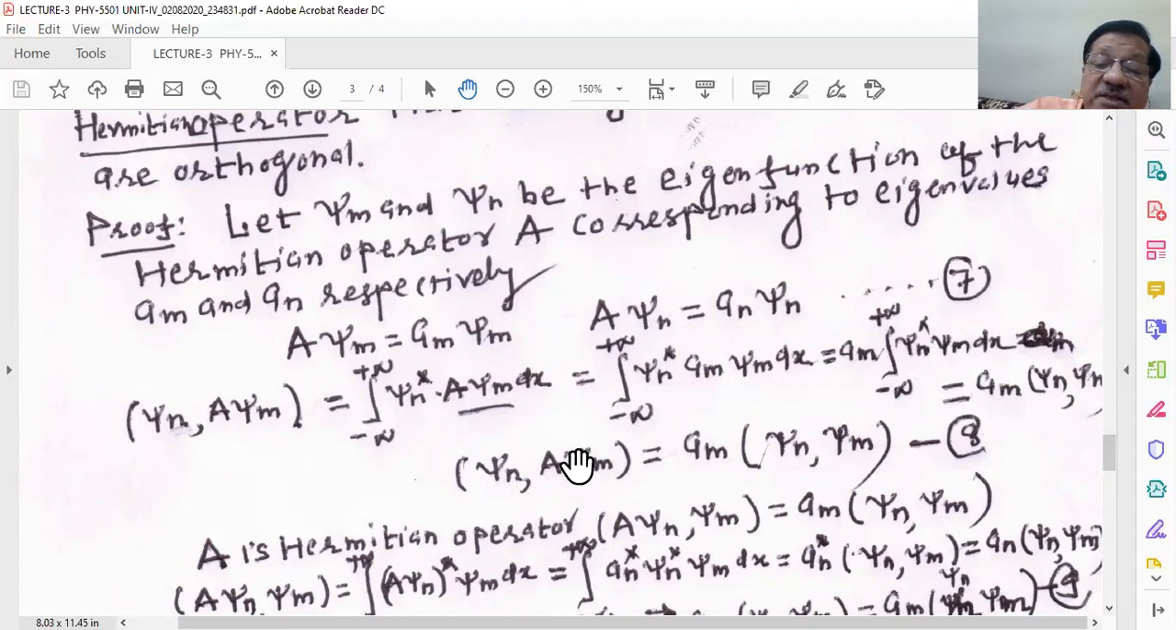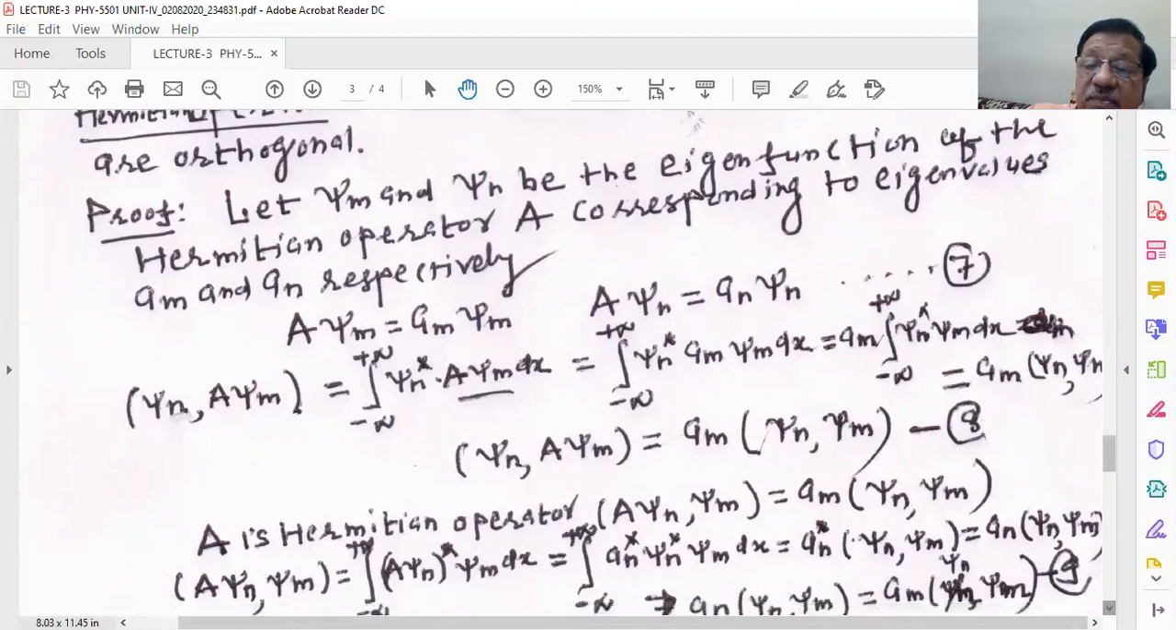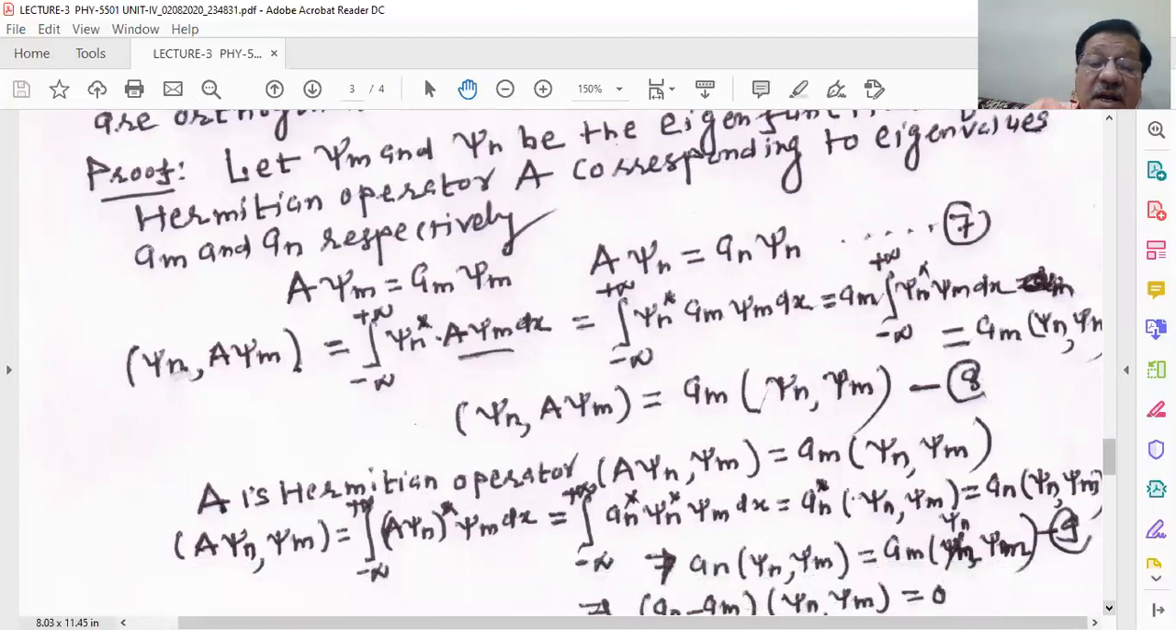So in general, you can see this equation, the same equation. The left hand side is (ψn, Aψm), and the right hand side, which we have obtained, is am (ψn, ψm). Fine. Now once you know equation number 7 and equation number 8, let us go for the property of the Hermitian operator.